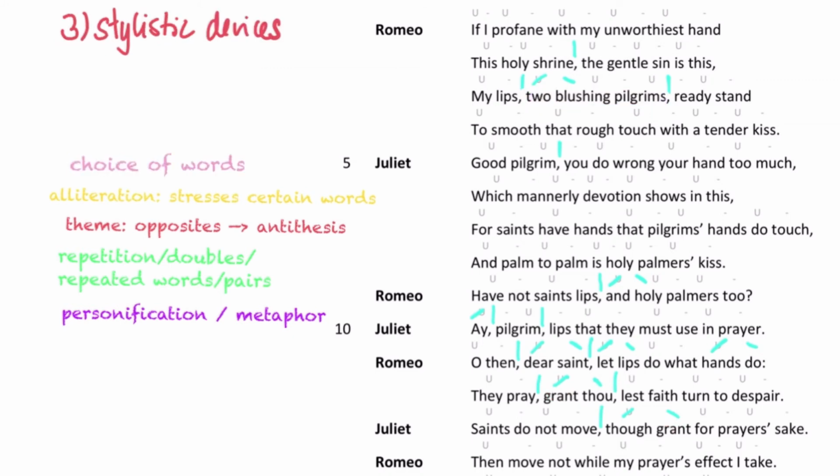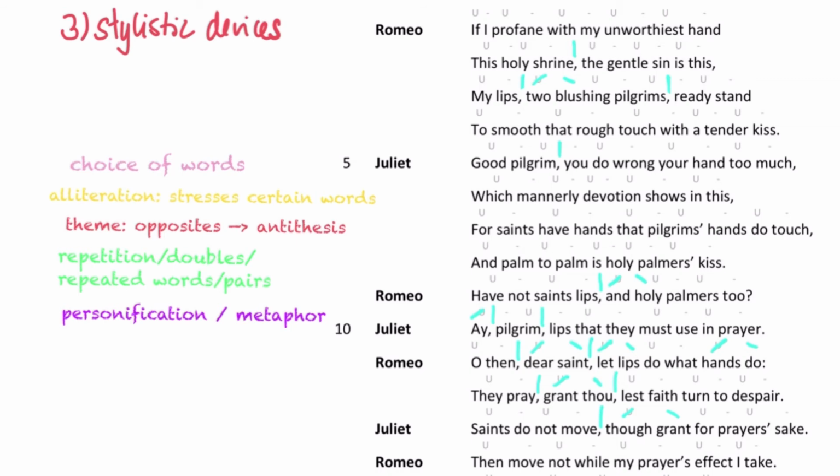So once you've looked at the form and the meter, you take a closer look at stylistic devices. And that's what we'll do now. I've given you a number of things to look out for in Shakespeare, stylistic devices that you will find in this sonnet. And one of the things we can start with first and then get into more detail is the choice of words.